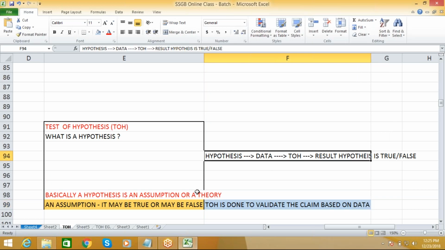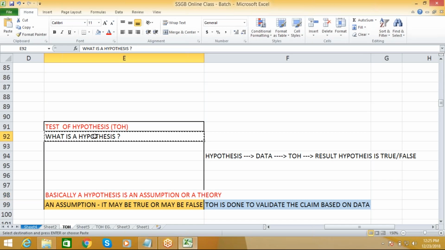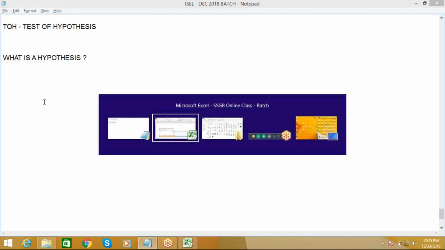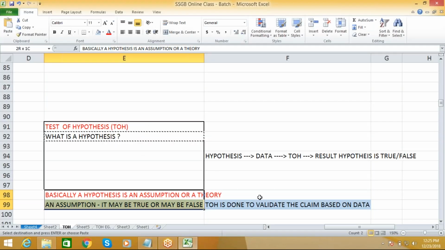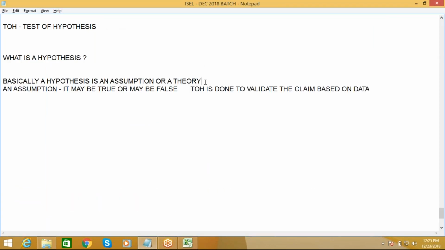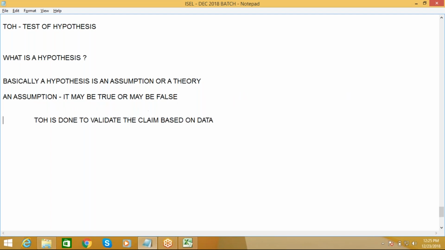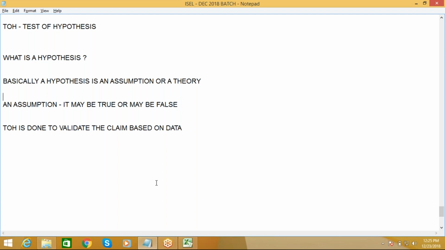Okay, so I'll give you the roadmap. I don't want to put too many things over here, so maybe we'll go step by step. We will just paste in the notepad what a hypothesis is. We all know that it's an assumption or theory. It may be true or it may be false, and the test of hypothesis is done to validate the claim based on data. So far you know this much about the hypothesis. Next we will look at a high level roadmap of TOH, how the TOH has to be done.